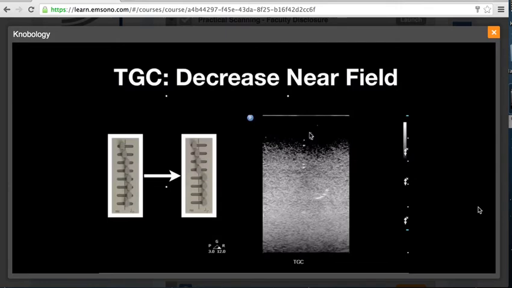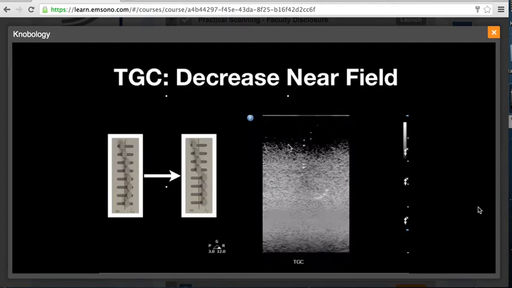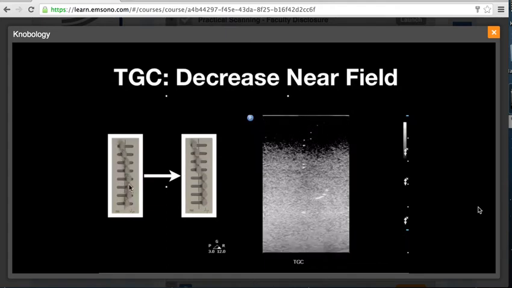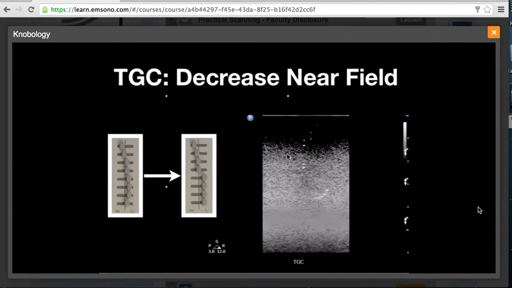Here's an example of where you're decreasing the time gain compensation in the near field. As the image starts off, you can see that there are medium level echoes, but now as we decrease the gain in the near field, you can see that it becomes basically black. And so basically what we've done here is taken the slide pods from this nice even curve and moved the ones in the near field over to the left, thereby decreasing the amount of echo return in the near field.